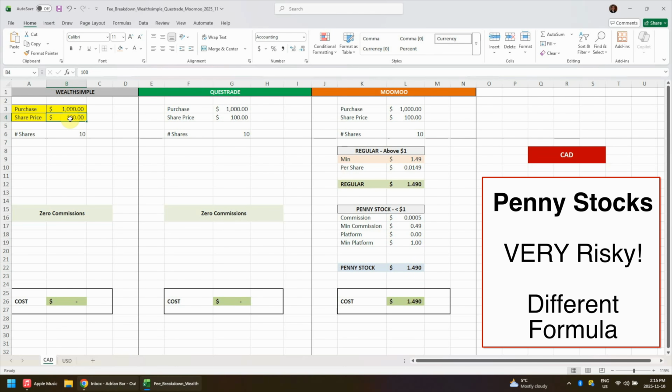If we bought $1,000 with a share price of $1, we pay $15 in commissions. Now, if the share price drops down to 99 cents, the new formula kicks in and we only pay $1.50, 10 times less. Again, this is for penny stocks, super risky, and it won't affect most of you, but I wanted to include the formula for completeness.